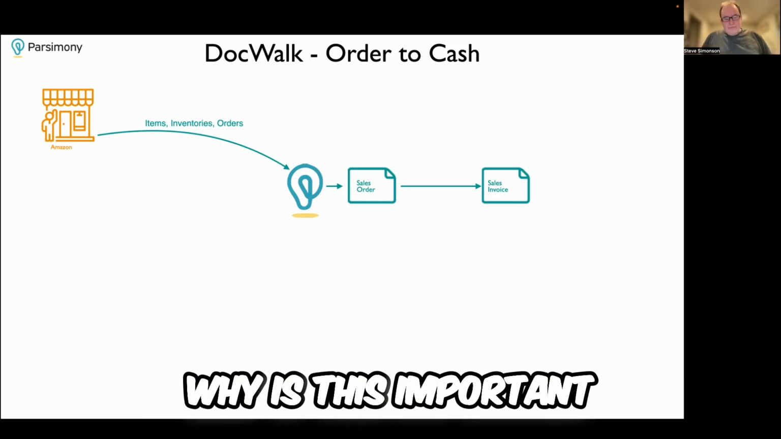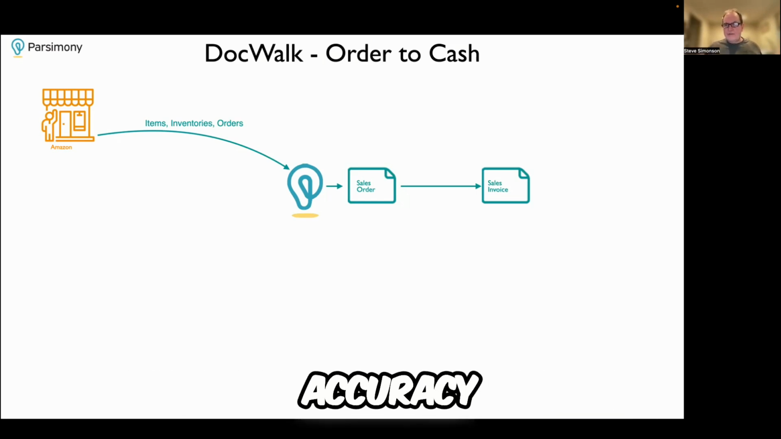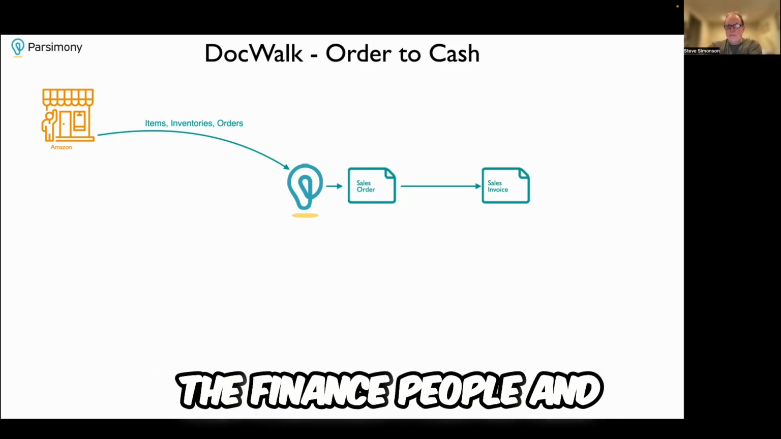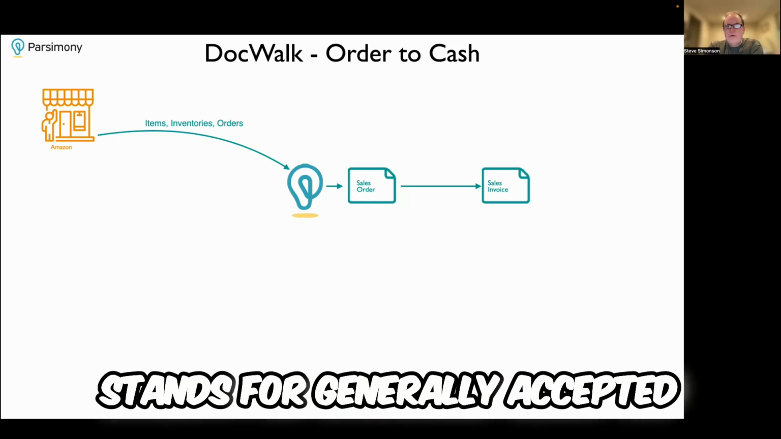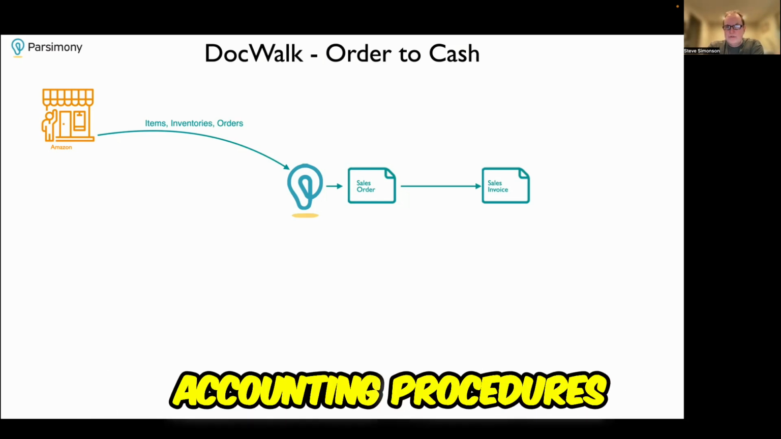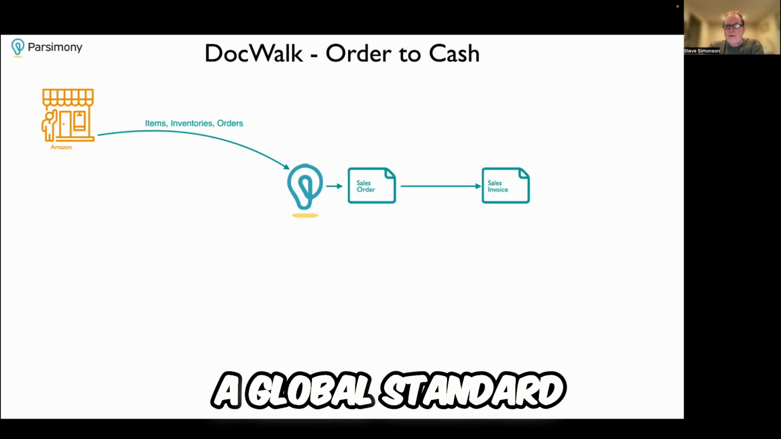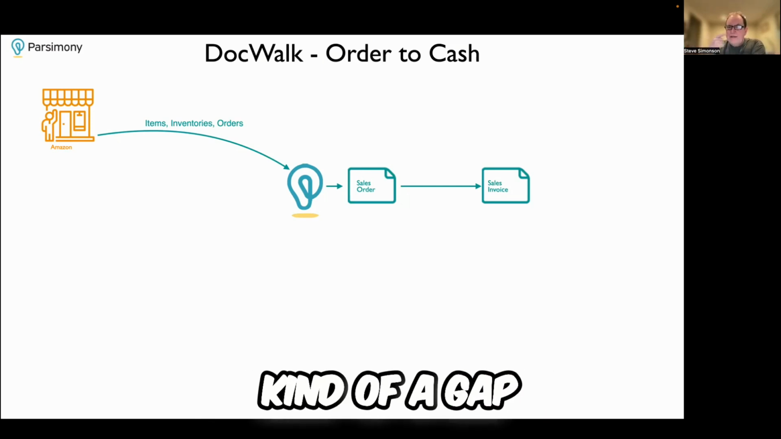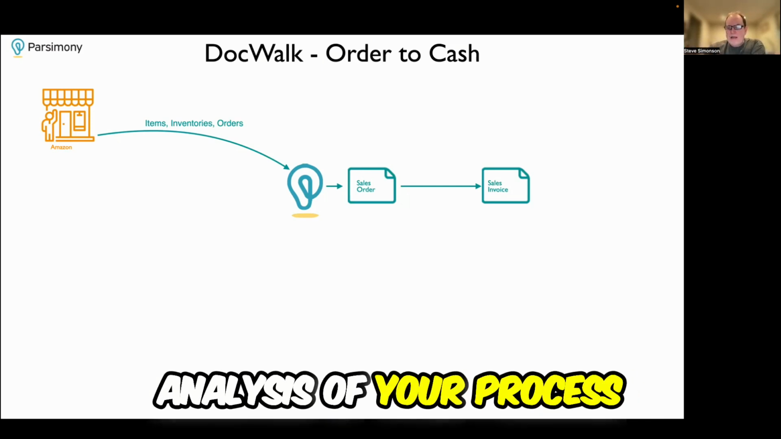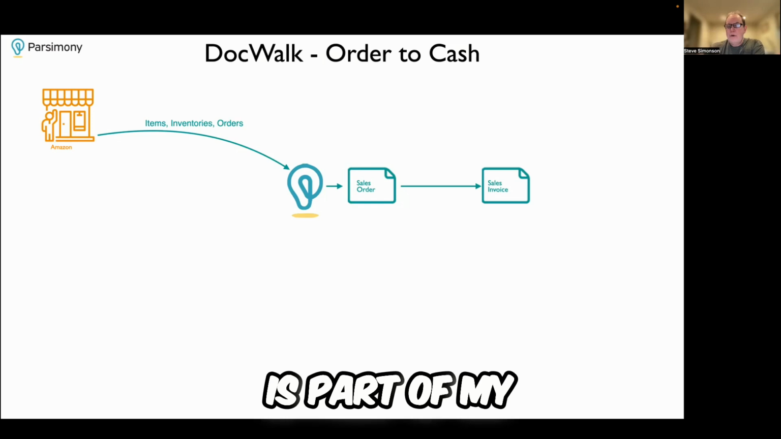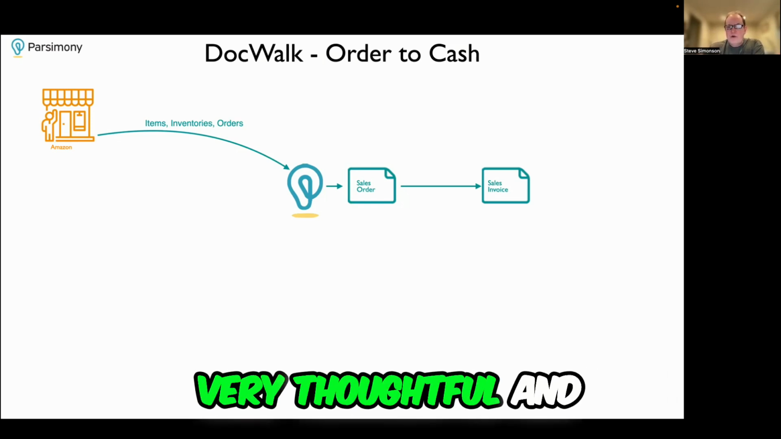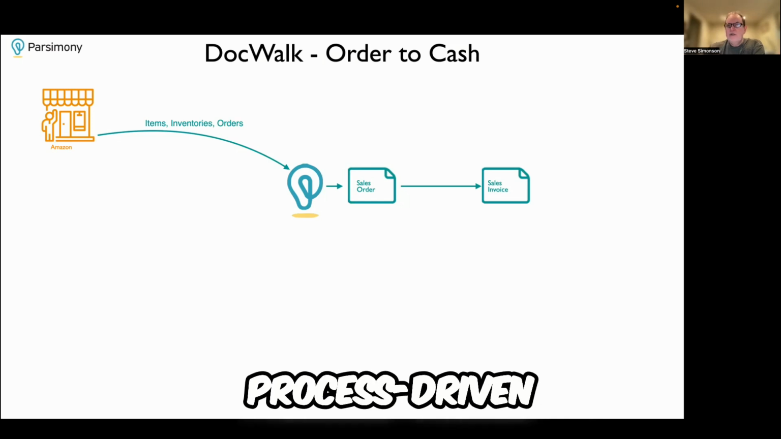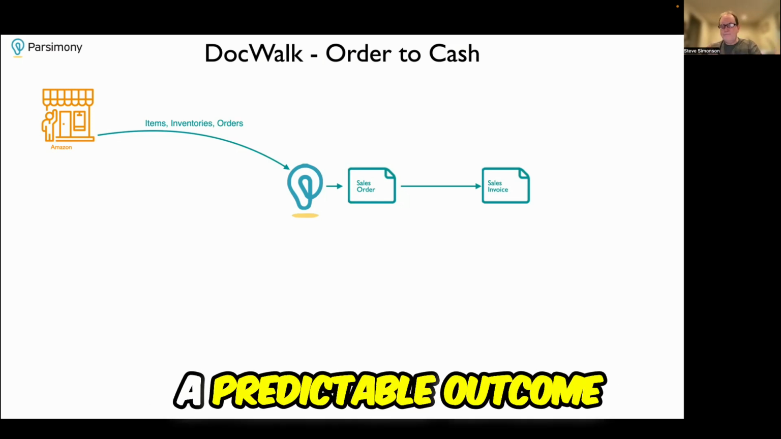Why is this important? Well, it's important because of accuracy, but this is what the finance people and GAAP accounting and all of these, GAAP, by the way, stands for Generally Accepted Accounting Procedures. And it's kind of a global standard. And trying to get kind of a GAAP analysis of your process is part of my objective to share with you. I want you guys to be very thoughtful and process driven so that you have a predictable outcome.